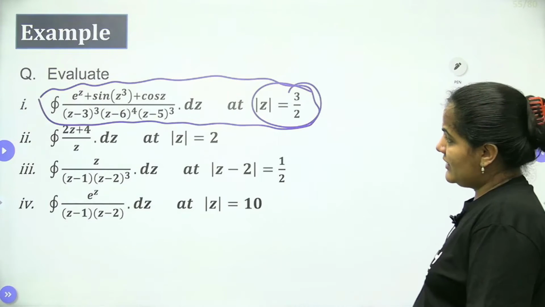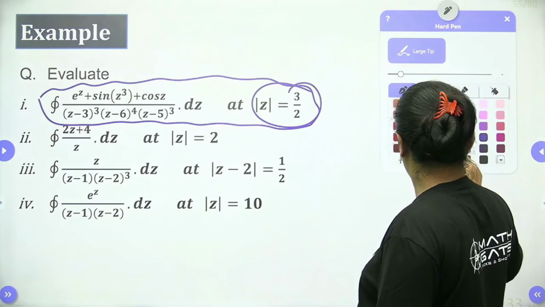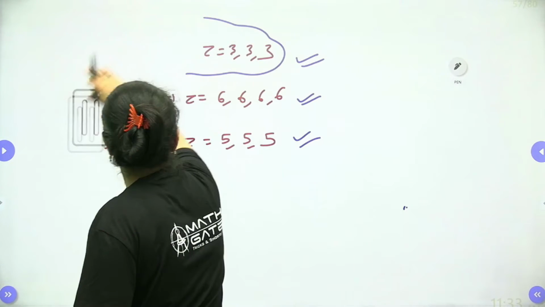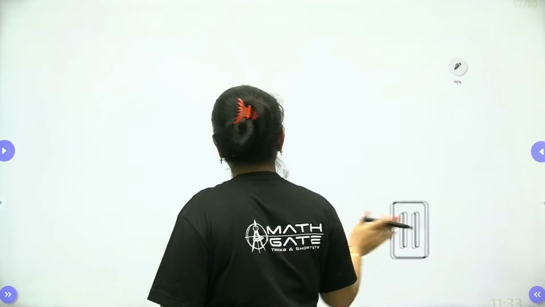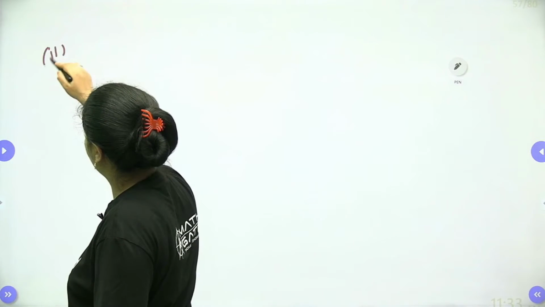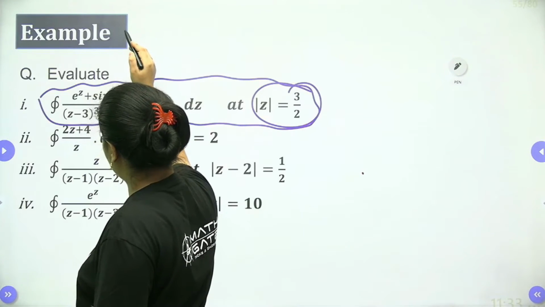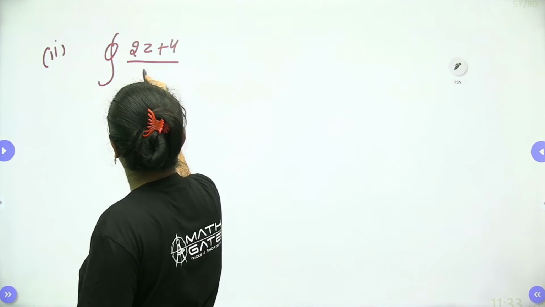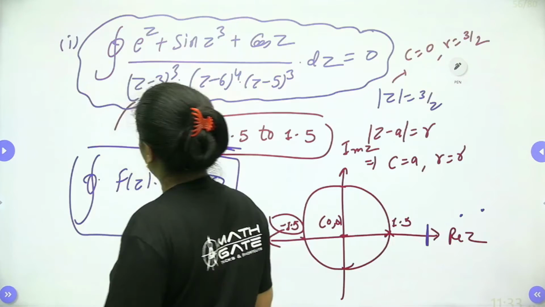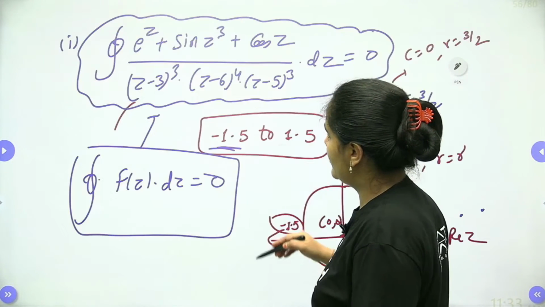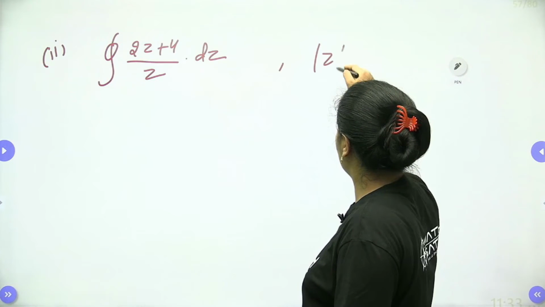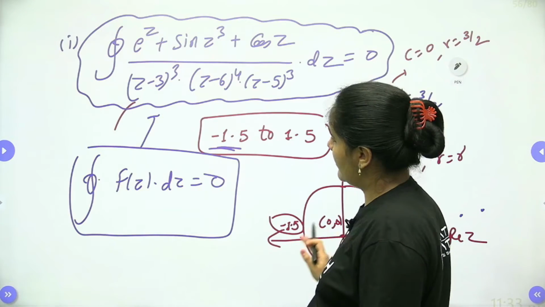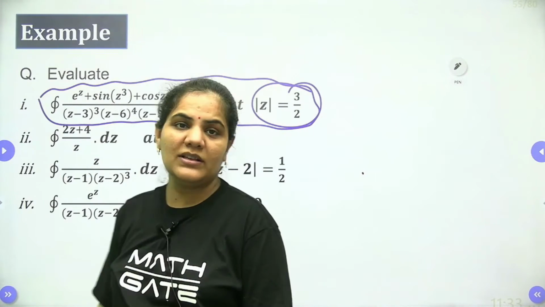Now let's approach question number 2. Let's look at it, guys. The question number 2 is the integral of (2z plus 4) by z into dz, and here we have the closed curve as mod z is equals to 2. So when we have mod z is equals to 2 as a closed curve, we have to approach (2z plus 4) by z, right?